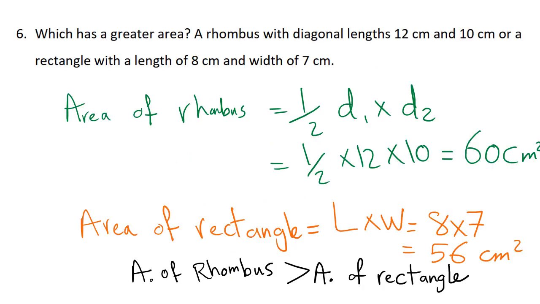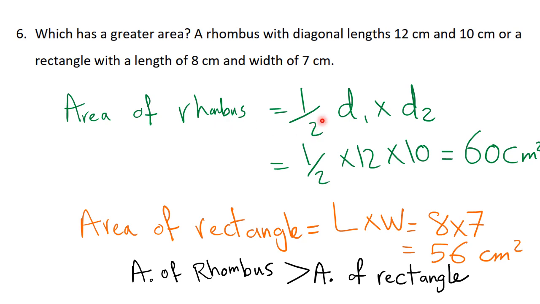For the next question, he asked which has a greater area. We have two shapes. One is the rhombus and the other one is a rectangle. The first shape is a rhombus with diagonal lengths 12 and 10 centimeters, and the second is a rectangle with length 8 and width 7 centimeters. So we have to get the area of each shape, and we compare them.